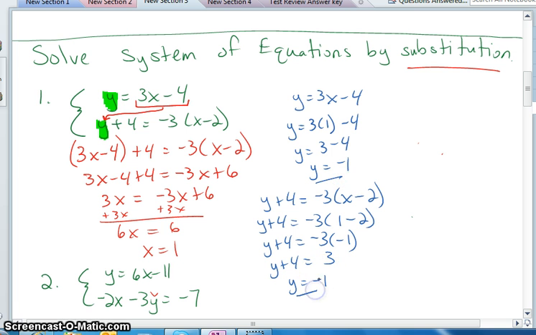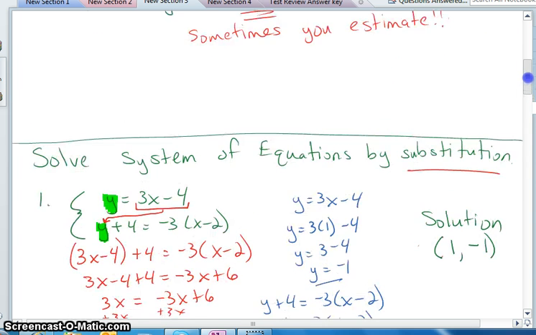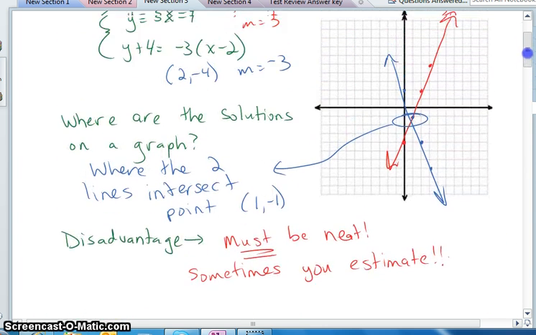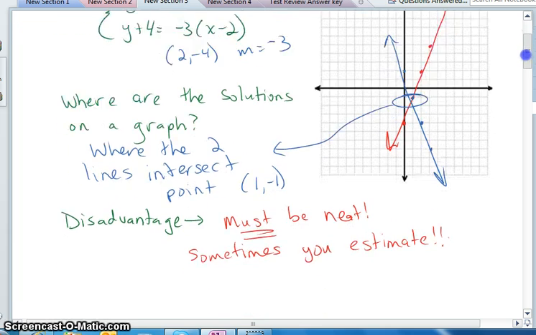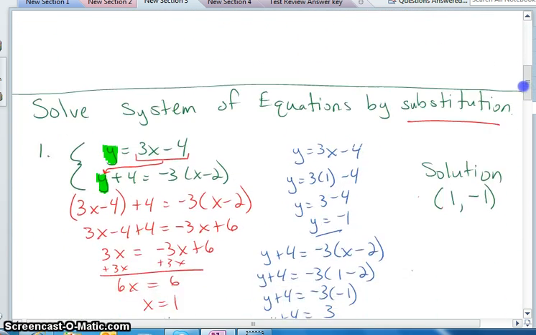Same answer. So my solution is the x value, which is 1, comma, the y value, negative 1. Hopefully you can see that that's exactly the same as what we got by graphing. See how those are the same exact points? Or same exact lines, I mean? And they intersect in the same point.